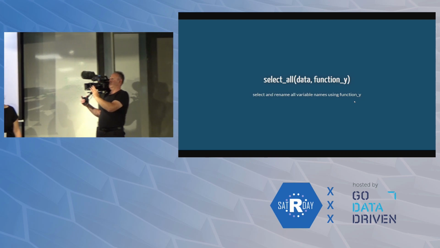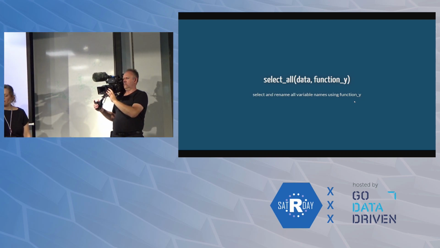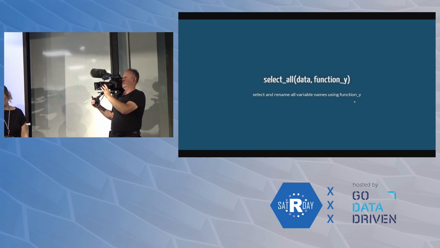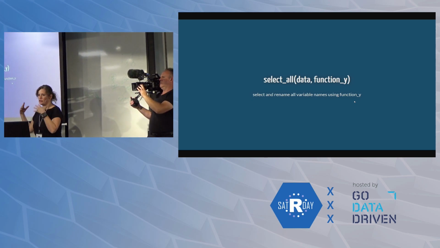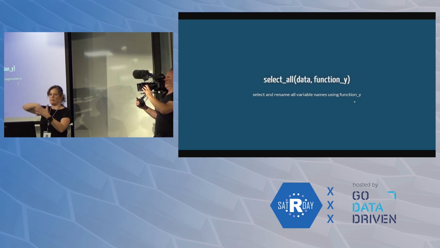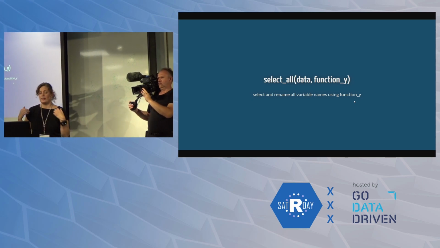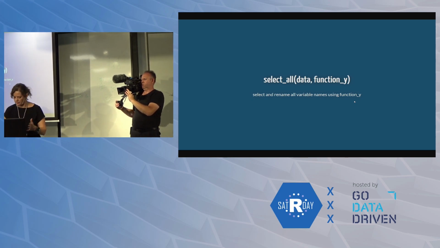Because if you don't do a select statement, you already got them all, so it seems a bit silly. But one of the things that you can do within select is rename everything immediately. And so the syntax would look like this. You would have select all your data, which if you're using a pipe will be piped through, so you don't have to worry about that one. And then you're going to give select all a function, which it is going to use to change all the variable names.